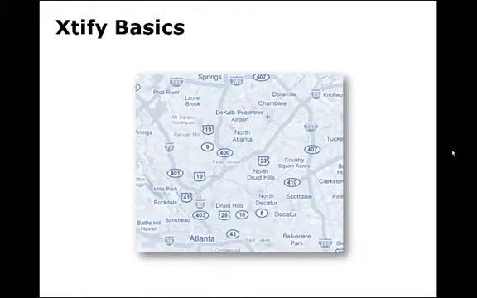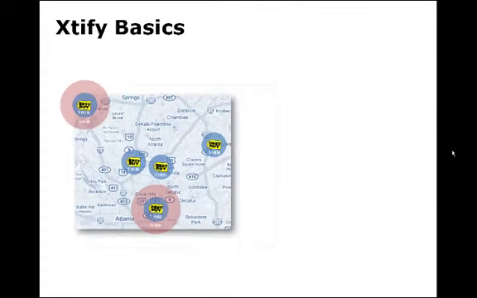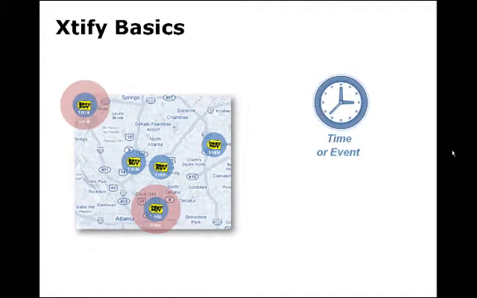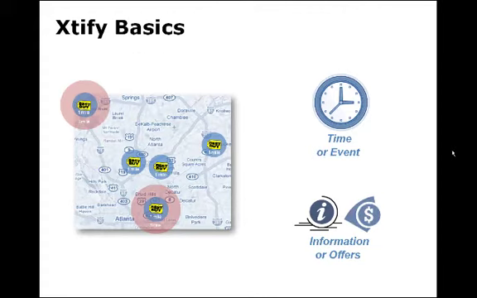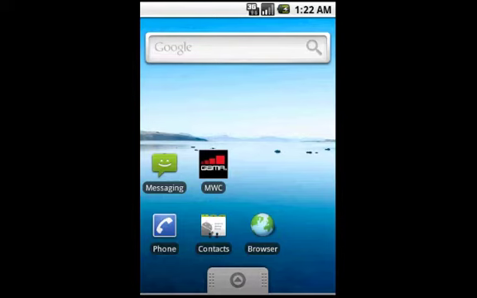To understand how Xtify works, you need to understand three basic principles: the location, the points of interest, and the radius around those points of interest; the time rules, which are the time or the event at which the notification should be sent; and finally the information or the offer that should be put together. The where, the when, and the what should be delivered to the user. Next, we're going to take a look at a sample application that was created for the Mobile World Congress in Barcelona this past year.